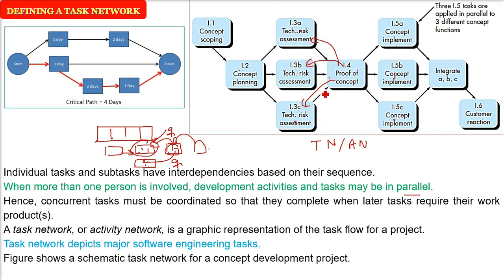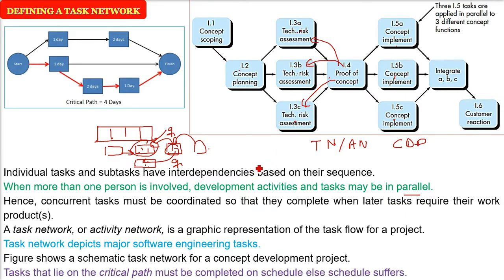And you see here, this is a schematic task network for a concept development project. I told you about 5 projects. This is for the new technology or new business idea. Tasks that lie on the critical path. The longest path possible in this network is called the critical path. So tasks that lie on this critical path must be completed on schedule, else the schedule is definitely going to suffer. You have to do all these tasks at the first go. Others, they may not lie on the mainstream, they can be deferred.